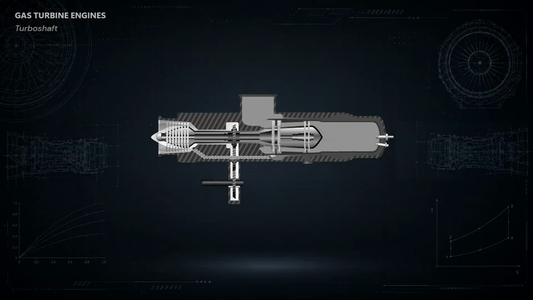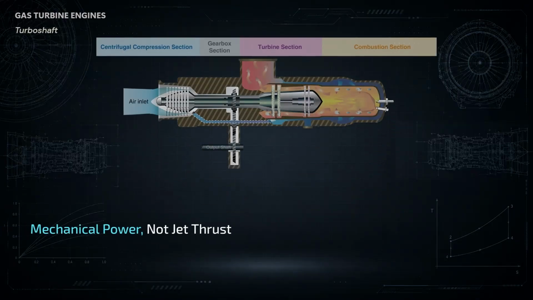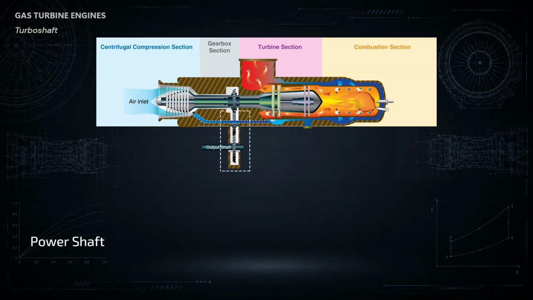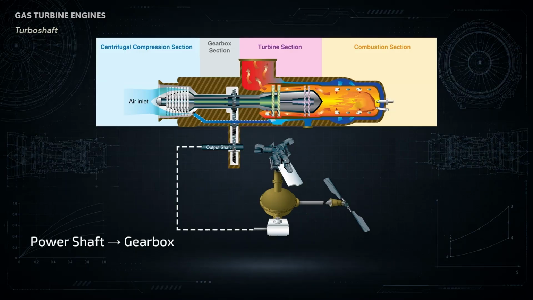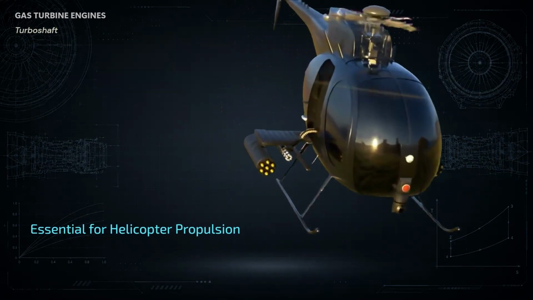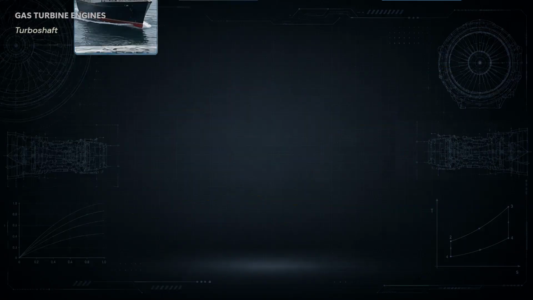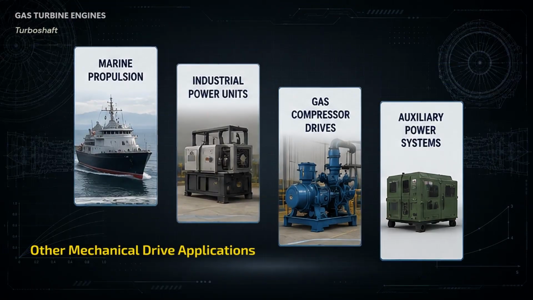A turboshaft engine is designed primarily to deliver mechanical shaft power rather than direct jet thrust. The engine drives a power shaft, which can then be connected to a transmission or gearbox. Turboshaft engines are particularly important in helicopters, where the engine's shaft power is transferred through the transmission to the main rotor. Turboshaft engines are also used in some other applications where compact, high-power shaft output is required.